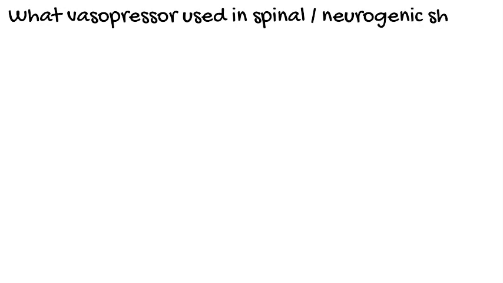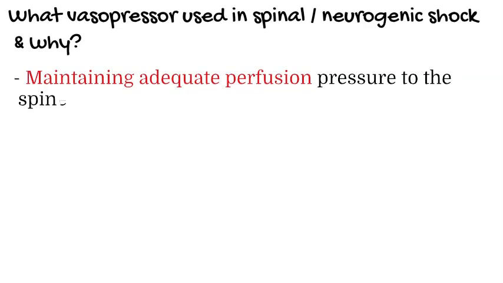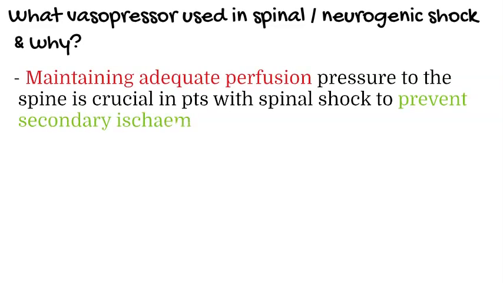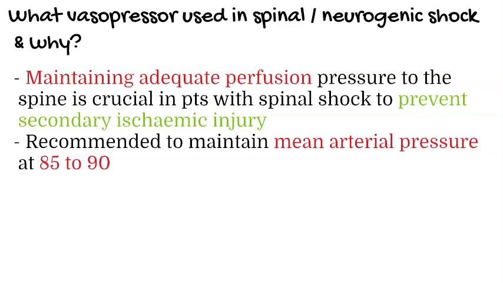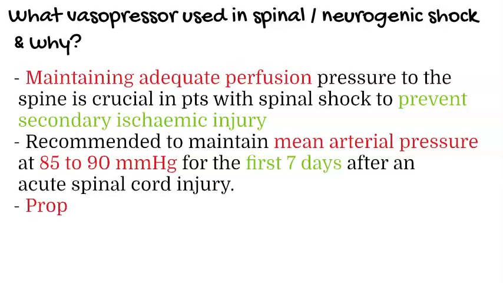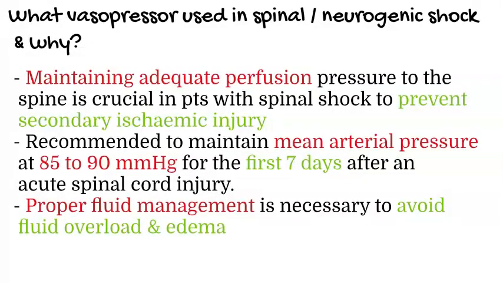What are the vasopressors used in spinal shock or neurogenic shock and why? Remember, maintaining adequate perfusion pressure to the spine is crucial in patients with spinal shock to prevent secondary ischemic injury. It is recommended to maintain a mean arterial pressure (MAP) at 85 to 90 mmHg for the first 7 days after an acute spinal cord injury. Proper fluid management is necessary to avoid fluid overload and edema.